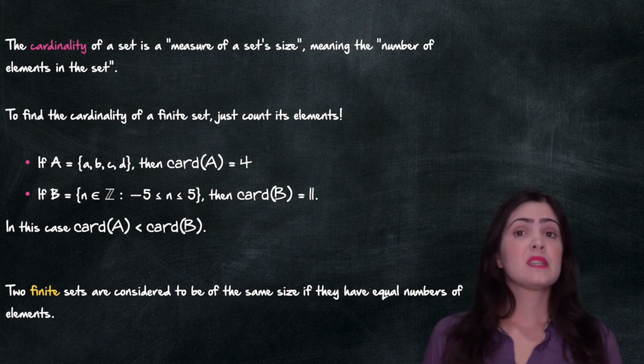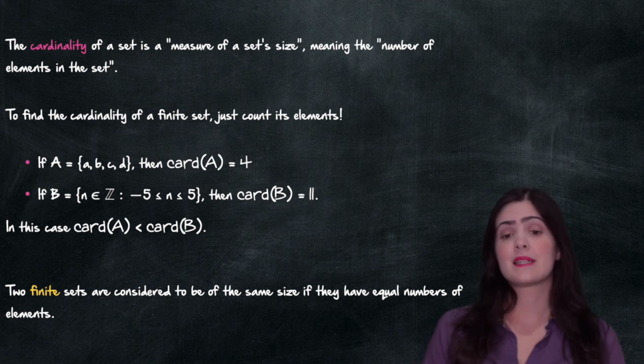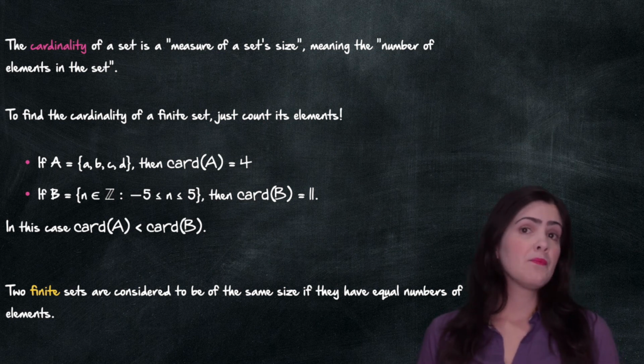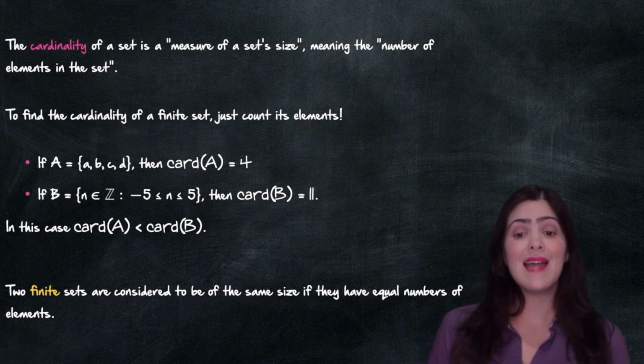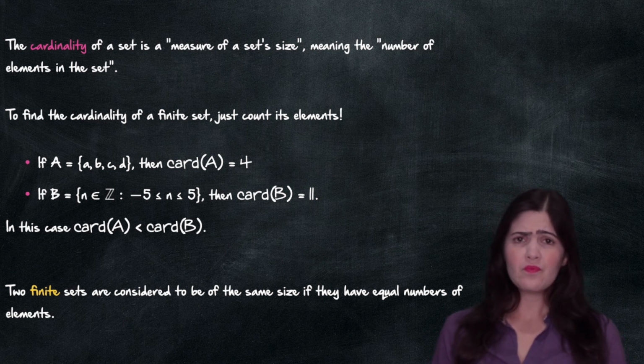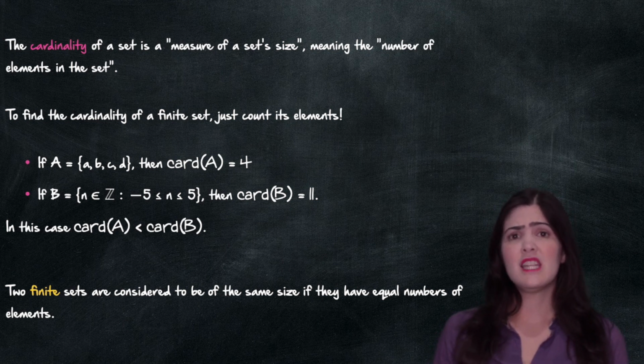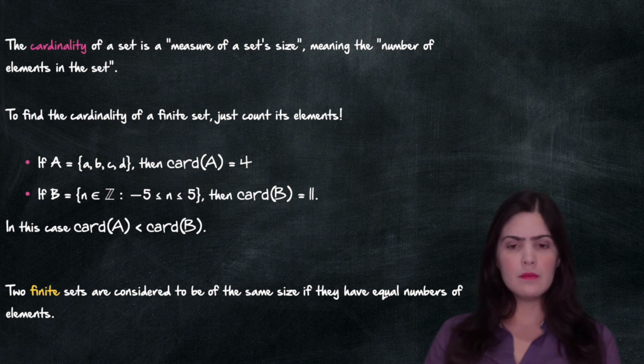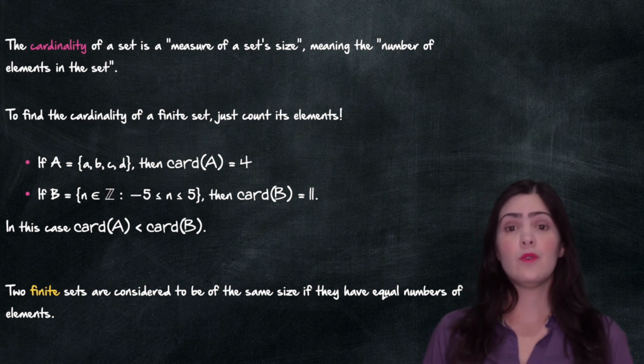So if I have the set whose elements are just the letters A, B, C, and D, well, it has 4 elements, so its cardinality is 4. And we denote cardinality by card of A. So cardinality of A equals 4.